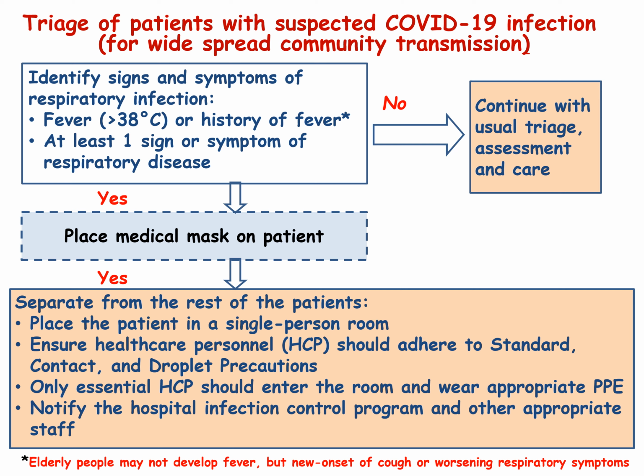Place the patient in a single person room with the door closed or in other designated area. Ensure healthcare personnel caring for the patient adhere to standard contact and droplet precautions. Only essential healthcare personnel with designated roles should enter the room and wear appropriate PPE. Inform the hospital infection control program and other appropriate staff.